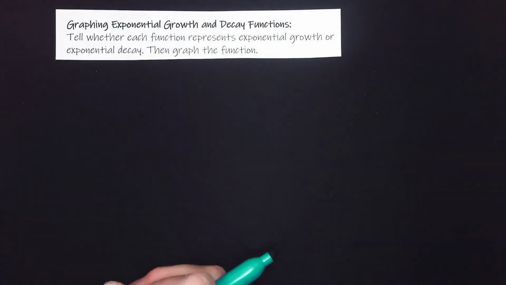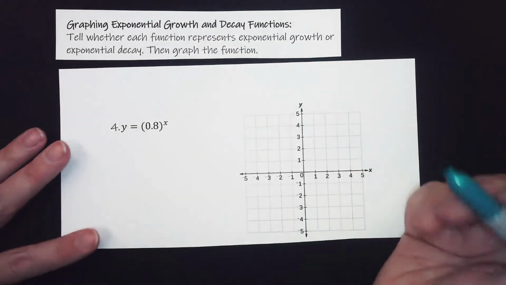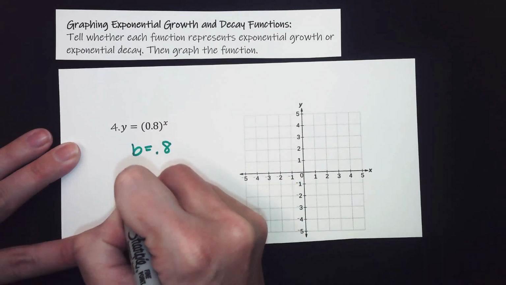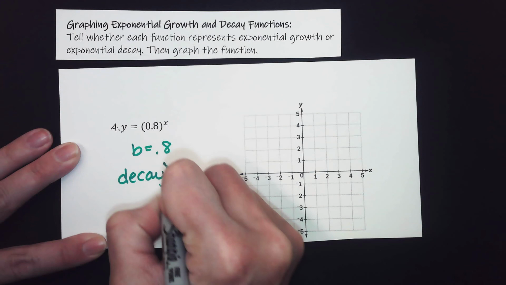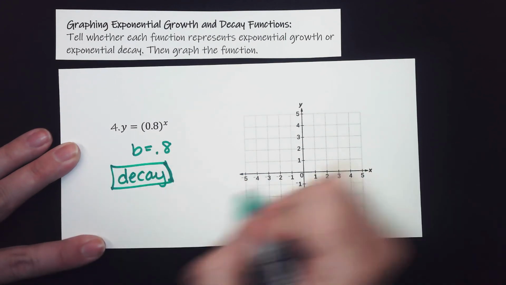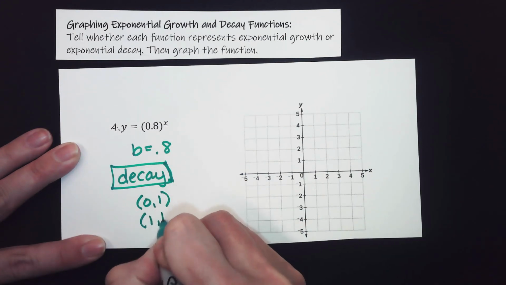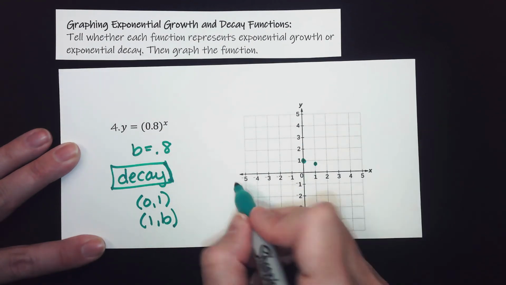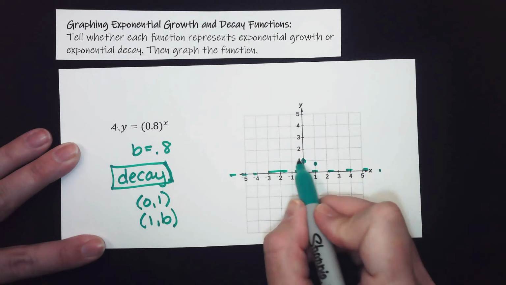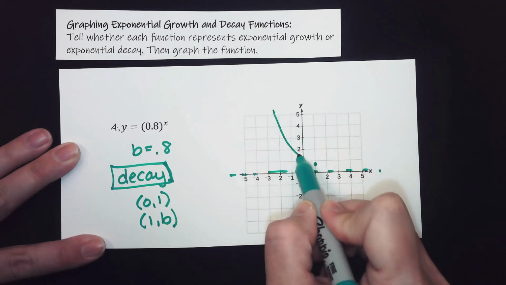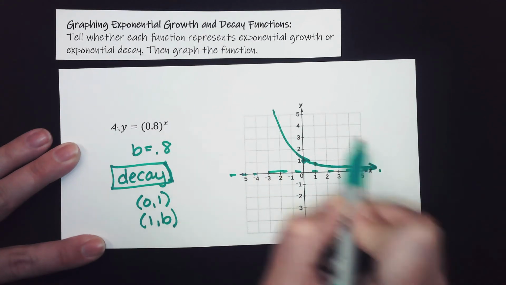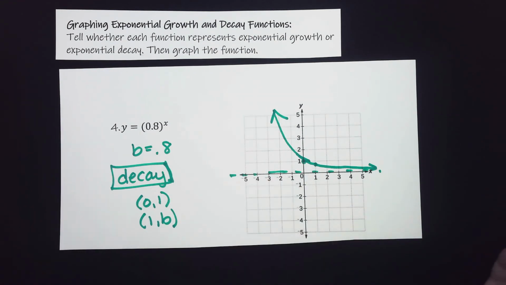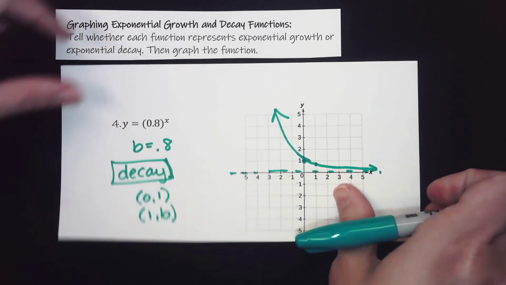All right. And then the last one for this part, b is 0.8. That is between 0 and 1, so this is exponential decay. Let's put a box around it. We have the points 0, 1, and 1 comma b. So 0, 1, and our b is 0.8, and then we have that asymptote. So since it's going smaller to the right, I know I start up, go through the points, and approach that x-axis. Okay, it may be out here. Like I said, if you want more exact points, make a table and you can get those.